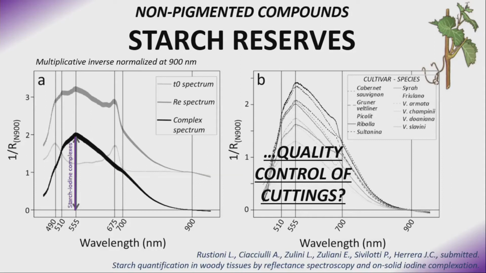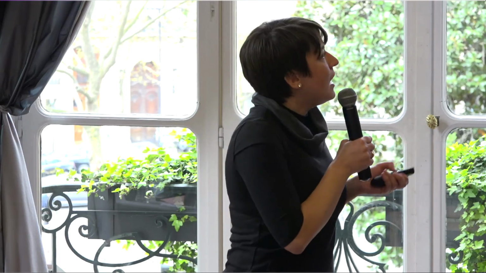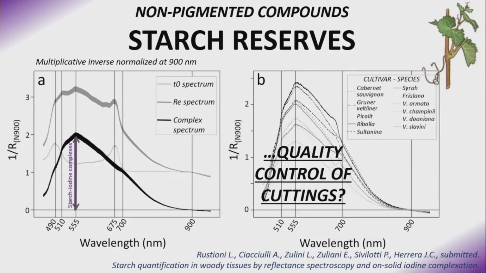For the moment, we just looked at the total starch content, but probably we will also be able to discriminate between amylose and amylopectin, because the shoulders are due mainly to one or the other of those compounds. And we think that this could be an interesting technique to support nurseries to check the quality of the cuttings and to produce high quality plants.